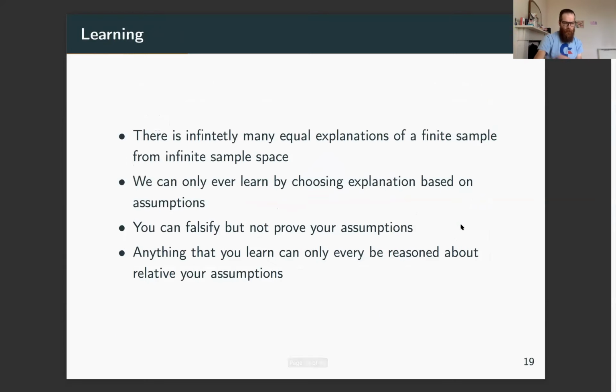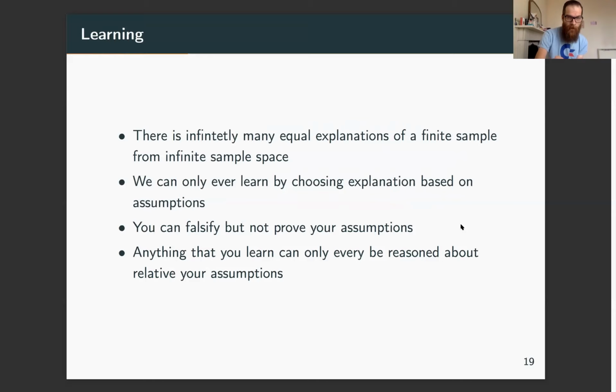Okay, so I'm going to summarize this first bit about statistical learning before we move on to the next. The key thing is that there are infinitely many equal explanations of a finite sample from an infinite sample space. That means we can only ever learn by choosing an explanation based on our assumptions. You can falsify, but never prove your assumptions. So inductive reasoning can never be proved right. Anything that you learn can only ever be reasoned about relative to your assumptions.